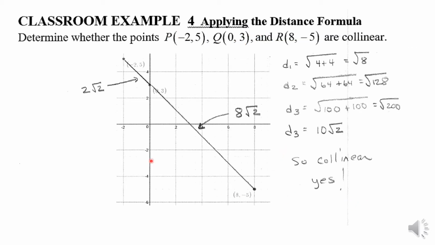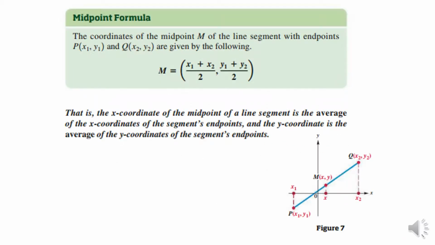And they are collinear because this distance is 2 times the square root of 2. This distance is 8 times the square root of 2. The distance from here to here is 10 times the square root of 2.